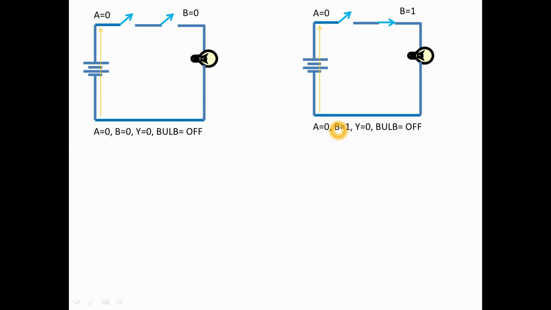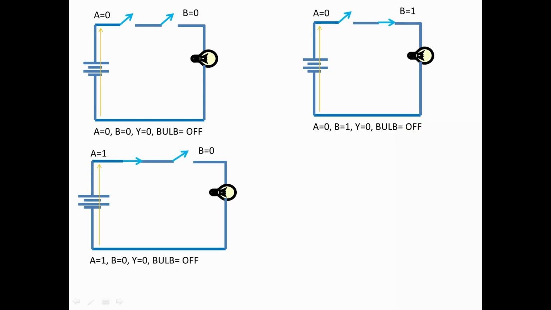When A is equal to 0 and B is equal to 1, that is this switch is open and this switch is closed, then also there is no closed path because of this input A is equal to 0. Because of this off switch there is no closed path, hence output is equal to 0. When A is equal to 1, B is equal to 0, the switch A is closed, and B is equal to 0 is an open switch, so there is no closed path to flow the current through the switch B to the bulb, then the bulb is in off state.